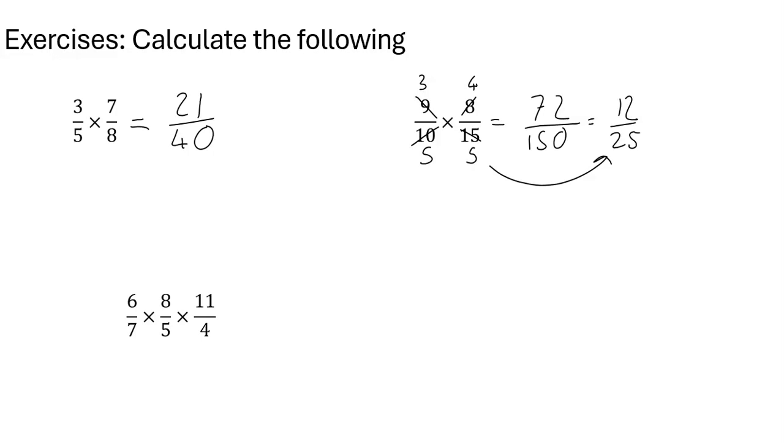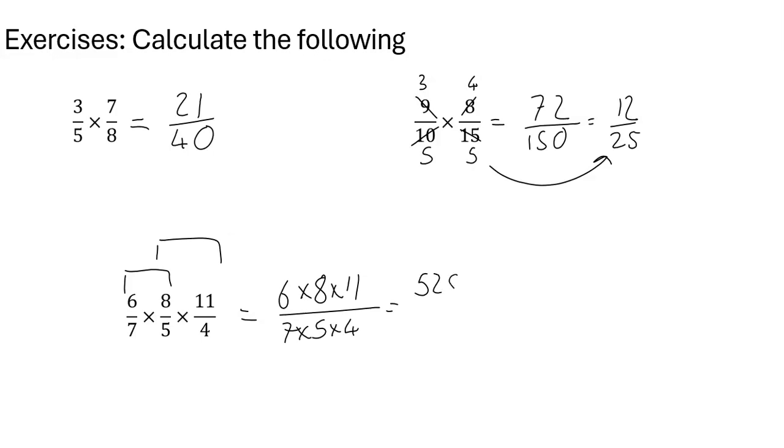And the last question here is a 3-step process. Now this one can be done by doing any pair of fractions and then taking the solution and multiplying it there, or I could have done the whole thing in one step. So doing my numerator, 6 times 8 times 11, my denominator, 6 times 5 times 4. Performing this will then give you 528 over 140. Now that simplifies down to give me 132 over 35.